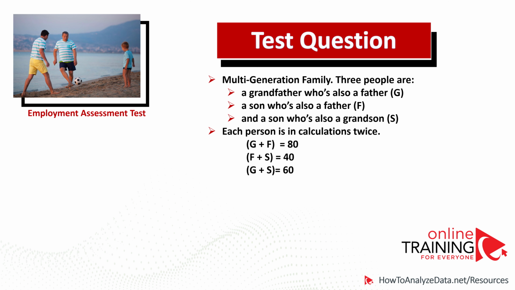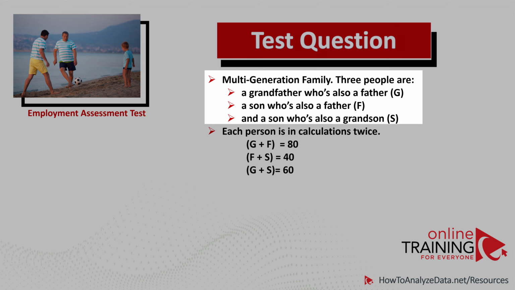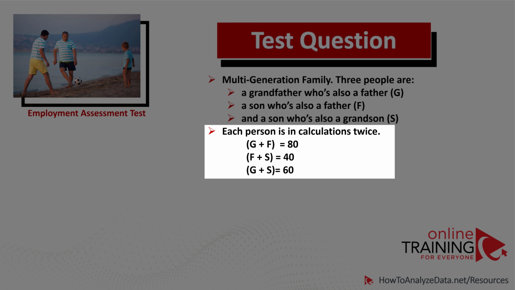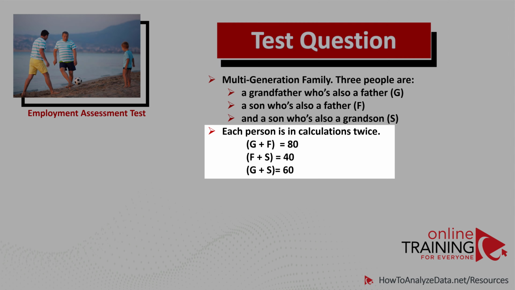Let's first understand the detailed scenario. We have a multi-generation family here, and the 3 people mentioned are a grandfather, who is also a father. We'll call him G for simplicity in the calculations. We also have a son who is also a father, and a son who is also a grandson. We'll call the father F and the grandson S. Another key consideration here is that each person is in the calculations twice, which means if we add up pairs of values, we will get twice the summary age of all people.